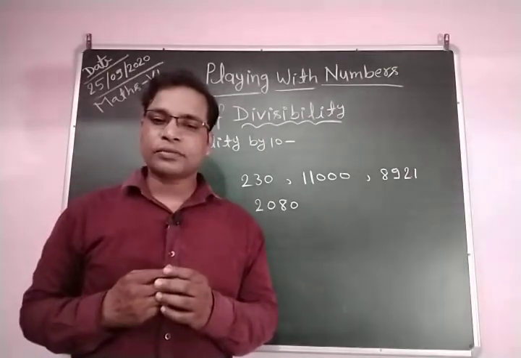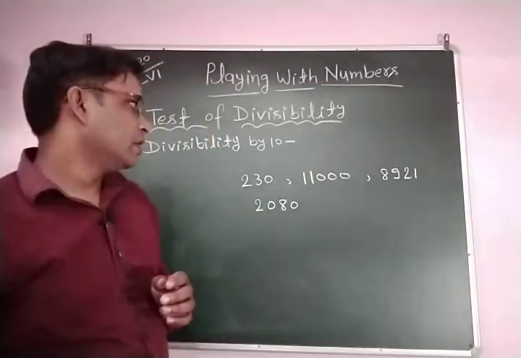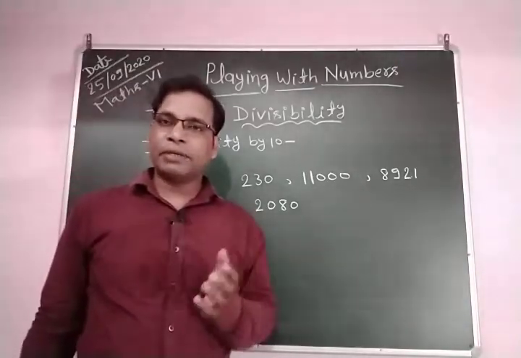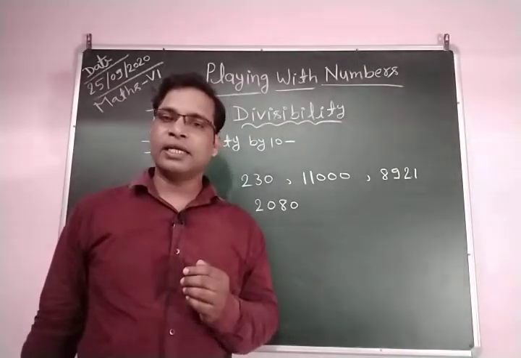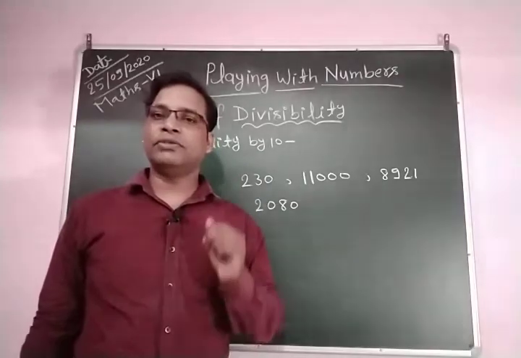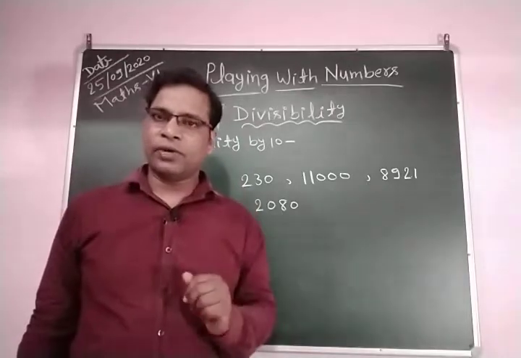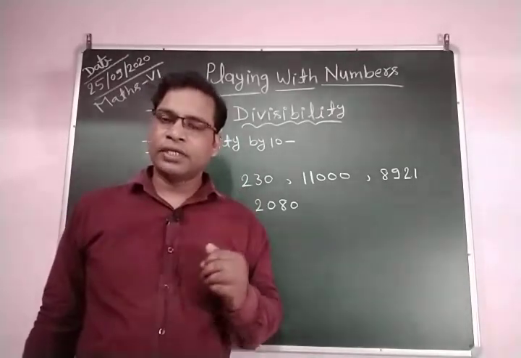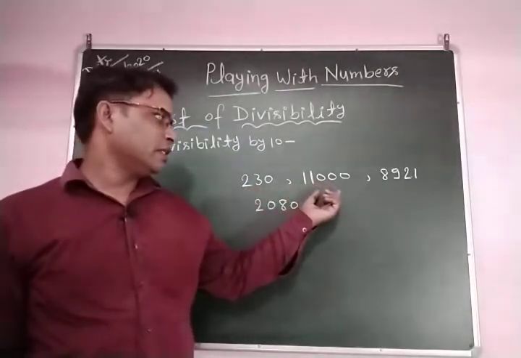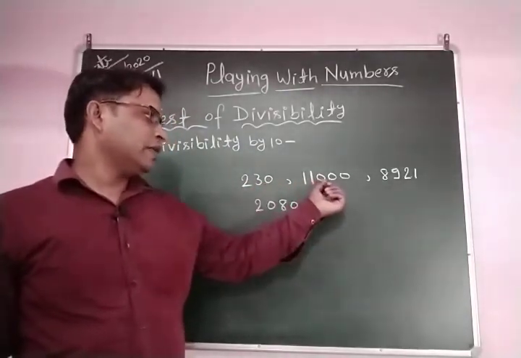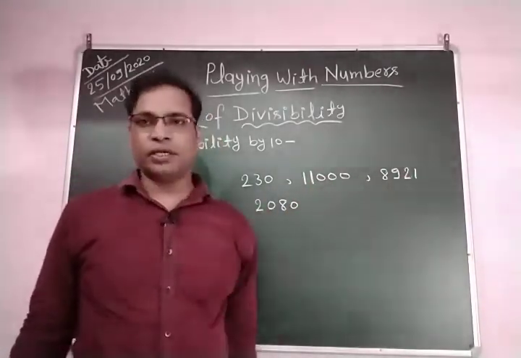Now we are going to discuss divisibility by 5. So what is the condition for a number to be divisible by 10? If a number is divisible by 10, its unit place digit, or last digit, is 0. For example, you can see here 230 and 11,000 are divisible by 10, but this one is not divisible by 10 because its last digit is 1, not 0.